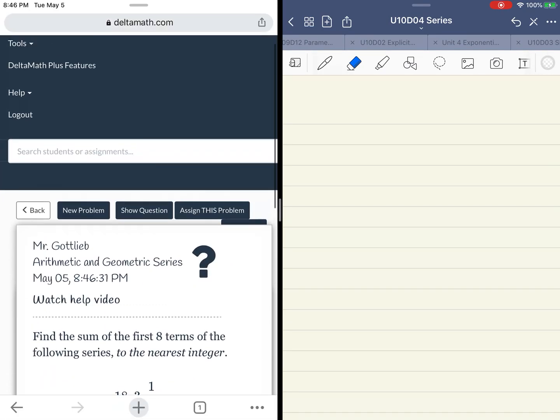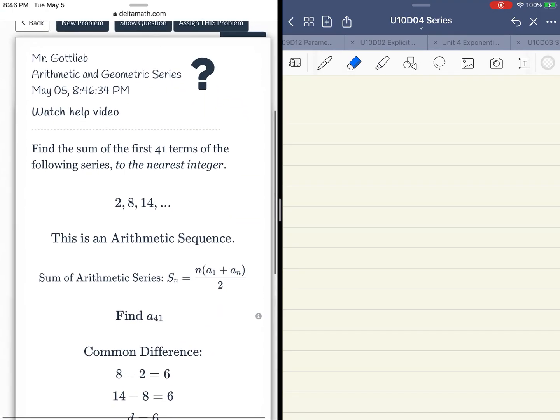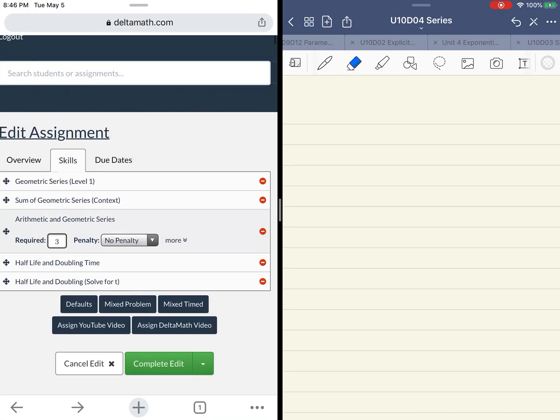Does it do any arithmetic series? I forget. Geometric. It does arithmetic as well, so you'll need to use both formulas here.